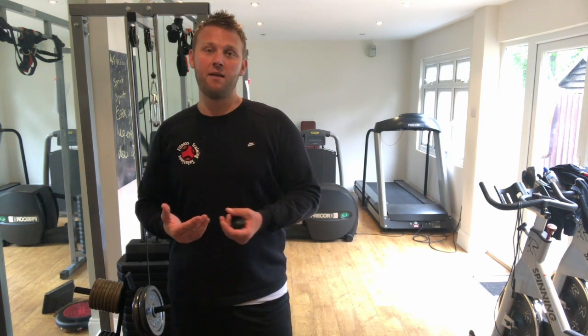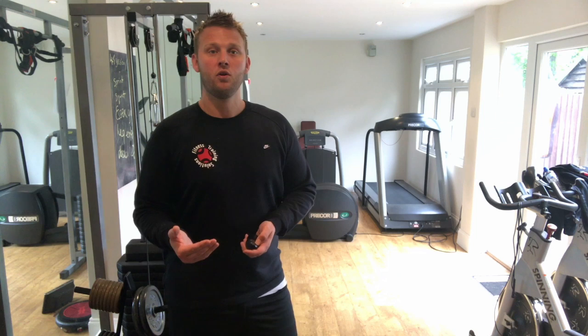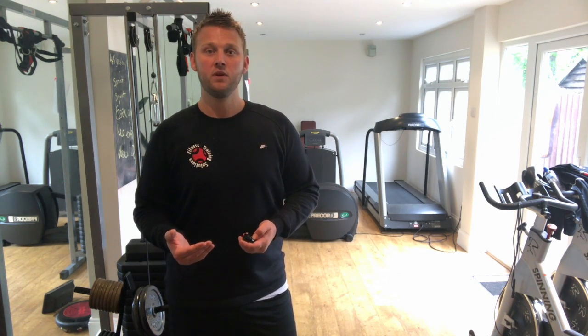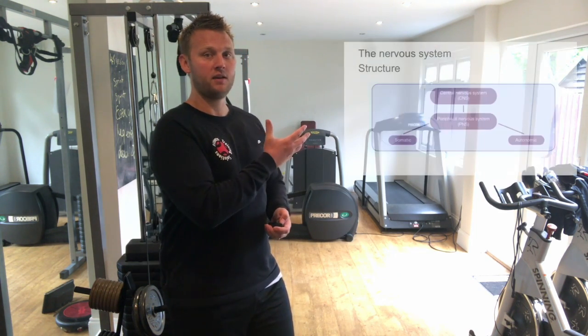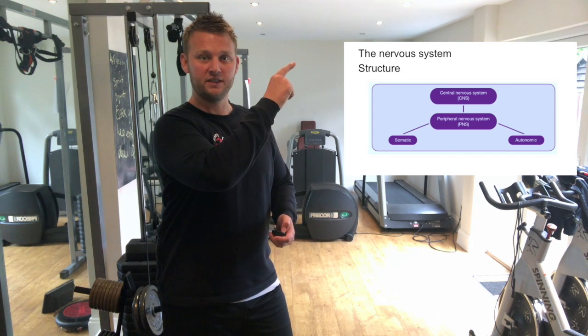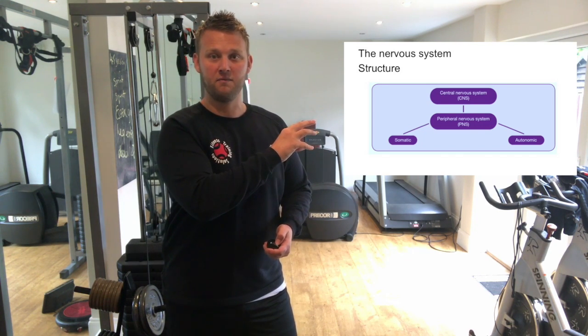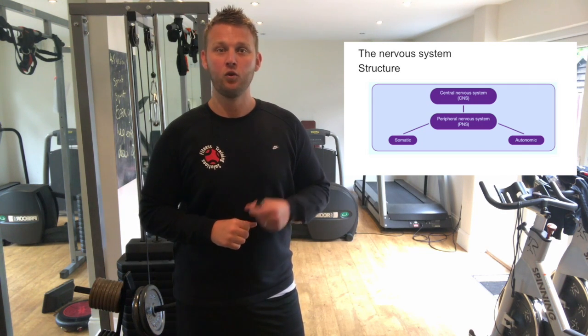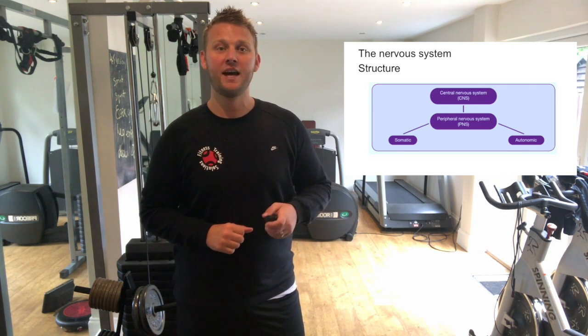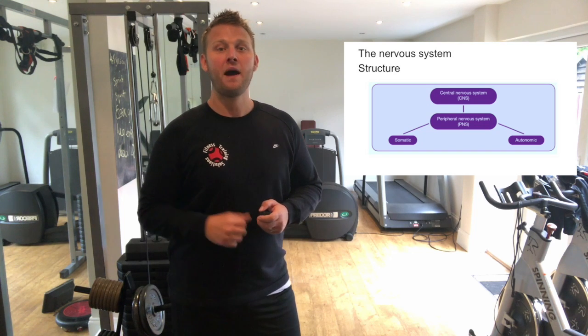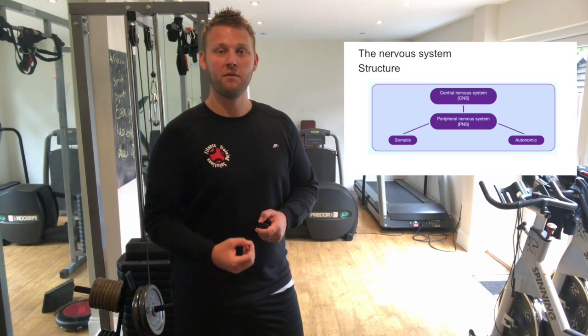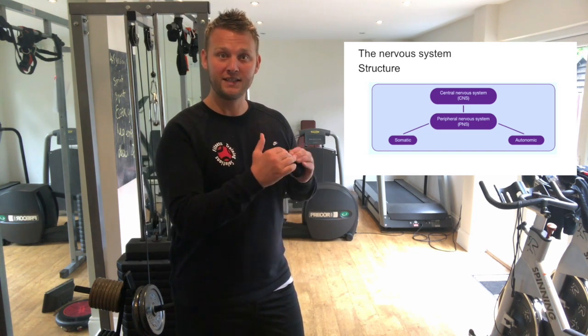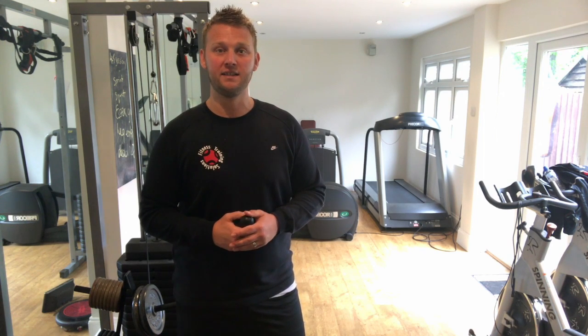So to recap, when you're looking at the nervous system, you're looking at this diagram here, the structure, central nervous system, the peripheral nervous system, which branches out to somatic and autonomic. The autonomic system branches out to the parasympathetic and sympathetic nerves, which work together to maintain homeostasis.